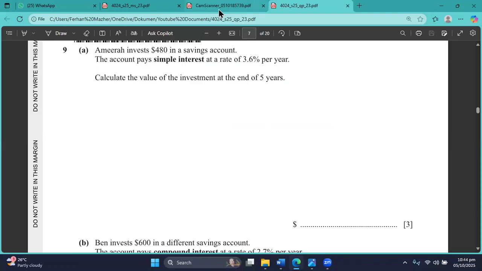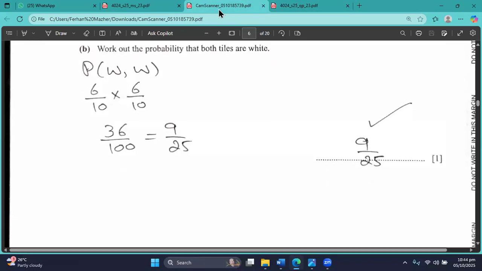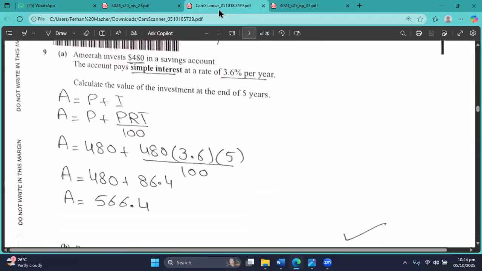Okay. So we have to find out the amount at the end of the 5 years. The amount is equal to the principal plus the interest. The interest is PRT by 100. So amount is P plus PRT by 100. Just put the values of P, R and T, and then do the calculation. The amount will be 566.4.